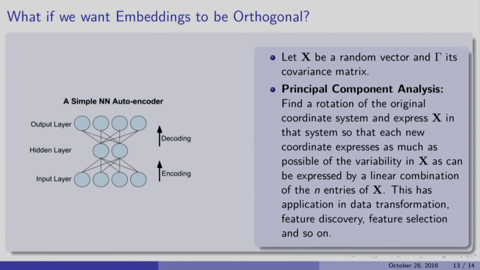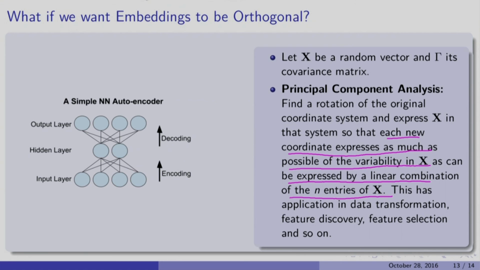So one solution to this problem is principal component analysis. So let X be a random vector and gamma its covariance matrix. The idea of PCA, principal component analysis, is to find a rotation of the original coordinate system and express X in that system so that each new coordinate expresses as much as possible of the variability in X. Now how can this variability be expressed? Well, here is an assumption: it can be expressed by a linear combination of the n entries of X.